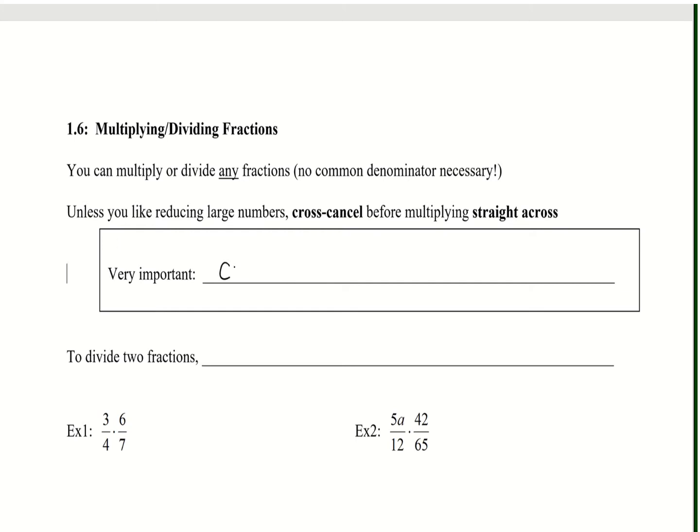And it's very important for you to keep in mind that cross-canceling only works for multiplication. So again, cross-canceling only works for multiplication.